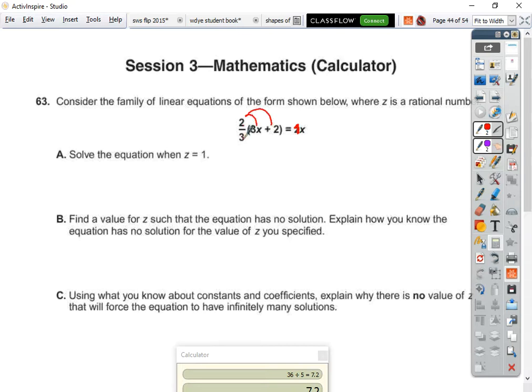So 2/3 times 3x. These cancel out. So we get 2x, because 2 times x is 2x. 2/3 times 2 is 4/3 is equal to x. Let's subtract 2x from both sides. Negative x times -1. So x is equal to negative 4/3.